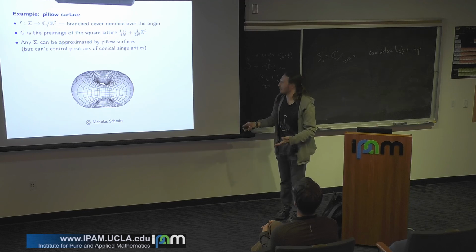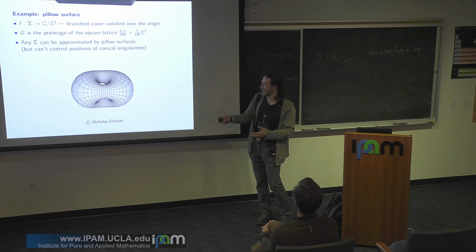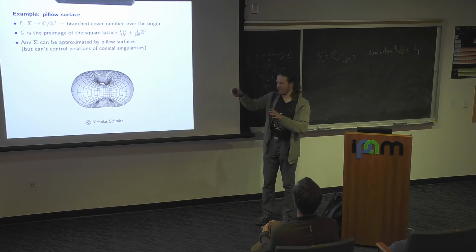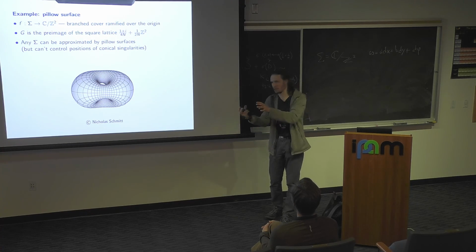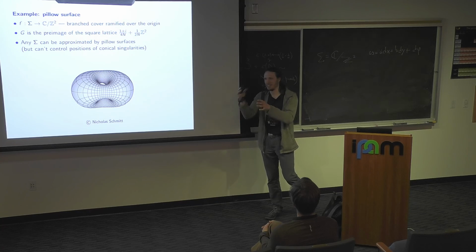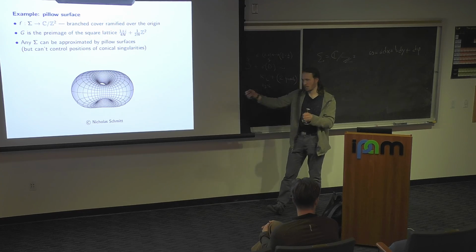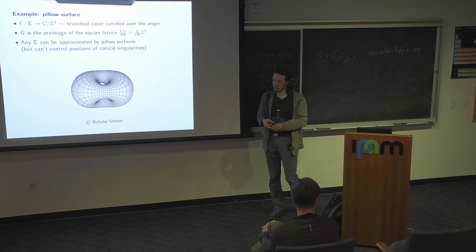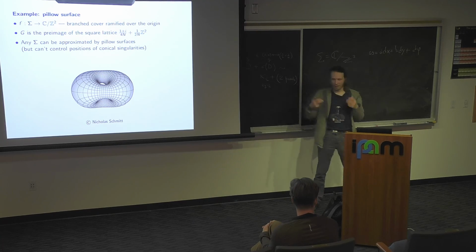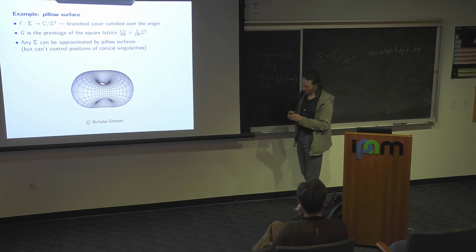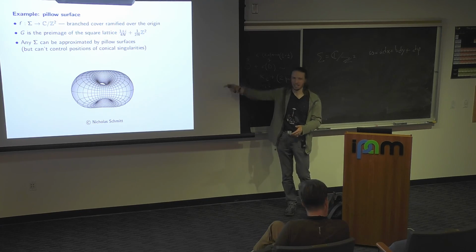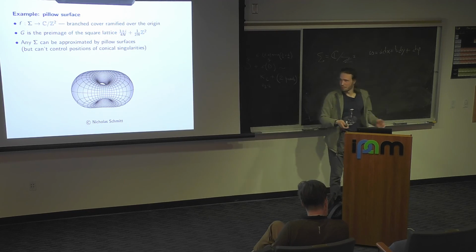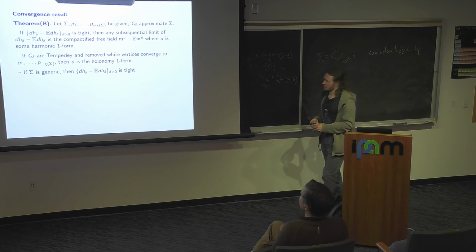What I can do is fix such a graph, and then refine it more and more, and then each conical singularity will have a small neighborhood where it's a pullback. So they're at macroscopic distance. Actually, if I didn't care about positions of conical singularities, I could have approximated any surface with this translation surface, of course. But okay, so now the theorem, the main theorem.